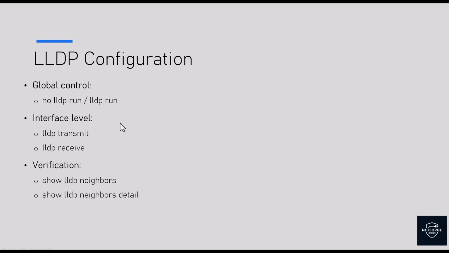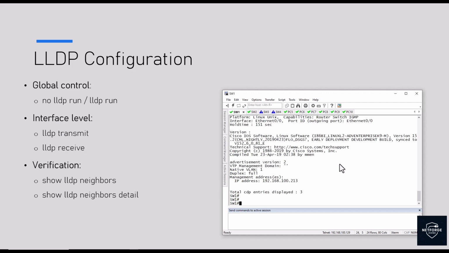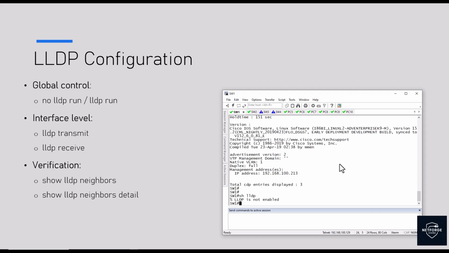By default, on Cisco devices, this might be disabled. So I'm going to say show lldp, and then you can see that LLDP is not enabled by default. I need to enable this on all of the devices, so I'm just going to send the message to all the devices.